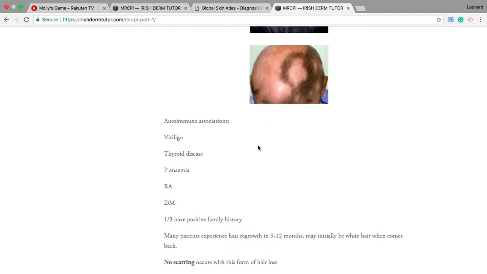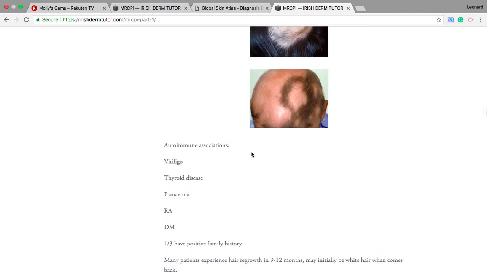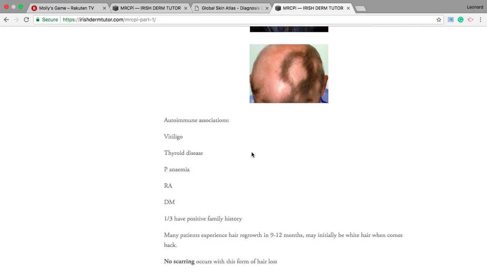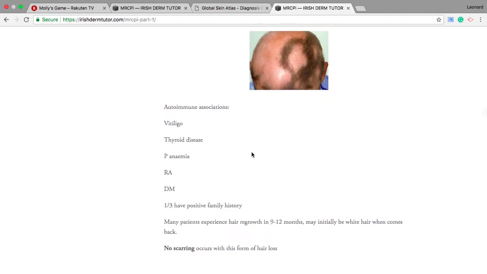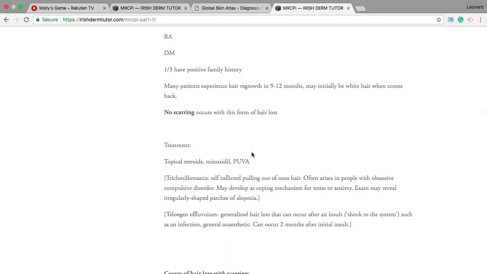Important thing, thankfully, no scarring occurs with this form of hair loss. But there are some subgroups that don't really ever get good hair regrowth in those areas, unfortunately. So treatment's really mixed. You can consider topical steroids, can consider using minoxidil, and you can consider using PUVA. But to tell you the truth, there are no great treatments out there really.